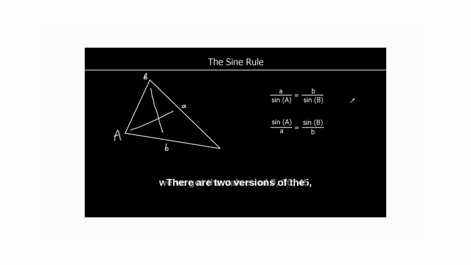There are two versions of the formula of the sine rule. We use lengths on top to calculate lengths. So a over sine A equals b over sine B for lengths. And for angles, we just flip it over and put the angles on top: sine A over a equals sine B over b. We do that to make the working out easier.